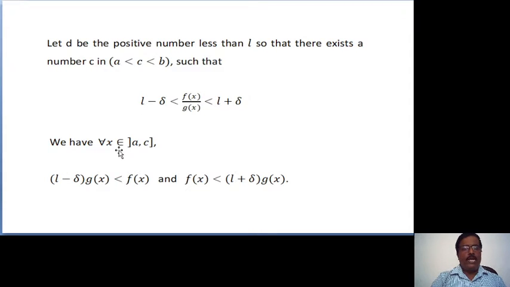Now for all x belonging to the semi-open interval a to c, we have L minus delta into g of x is less than f of x, and f of x is less than L plus delta into g of x, because we have taken x which belongs to this semi-open interval a to c. So when you consider a point x in between a and c, this relation holds.